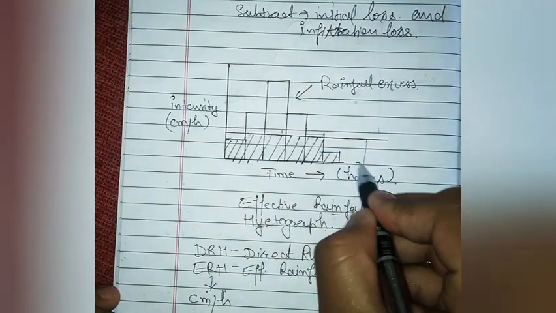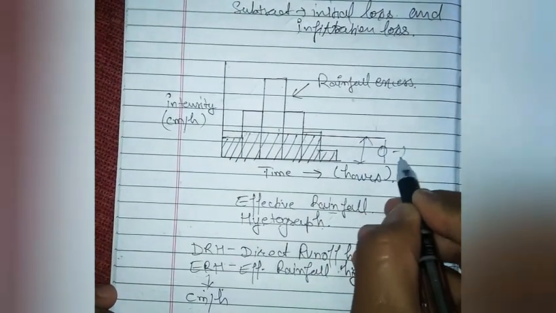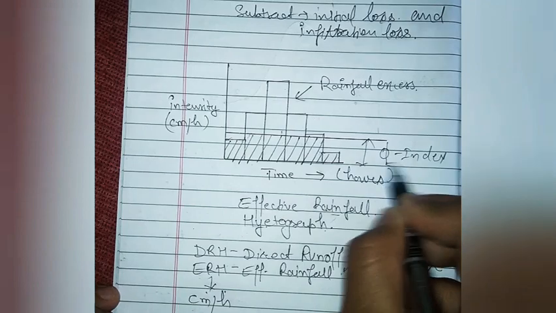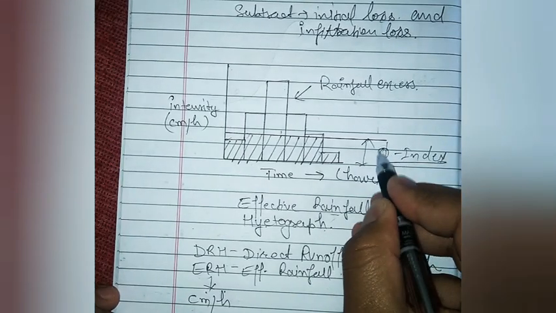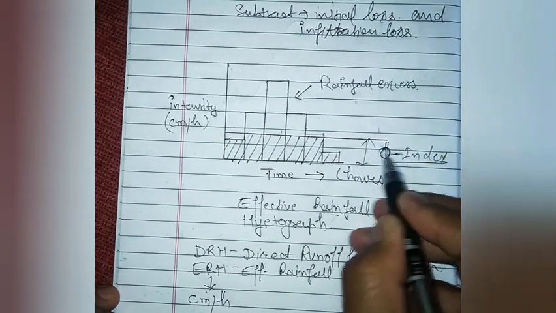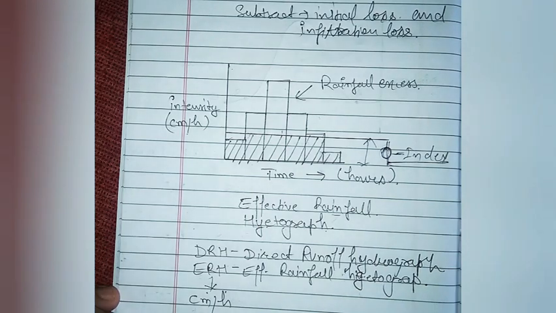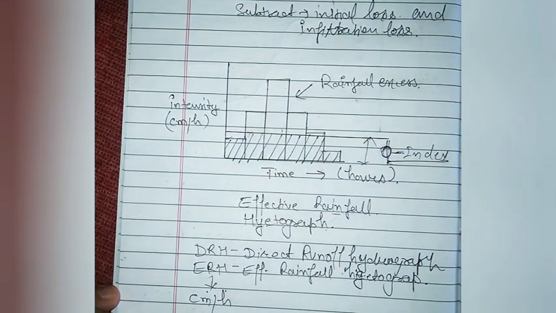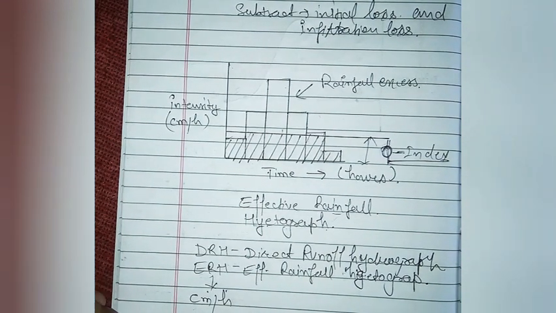Okay, so initial loss and infiltration losses are estimated based upon the available data of the catchment. This is also termed as your phi index. We have a certain procedure to calculate this phi index too. So these are your losses. Let us take an example on this.